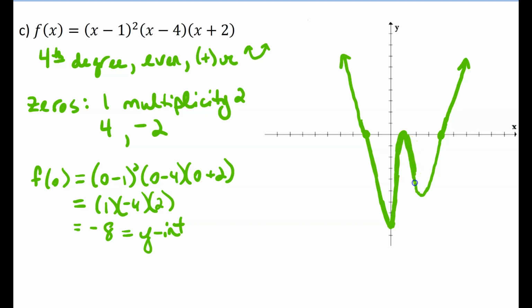Okay. Again, make sure that you have nice smooth curves, especially at these multiplicities. It's really easy to make it look like a sharp corner, and we want to make sure it doesn't look like a sharp corner. Question?